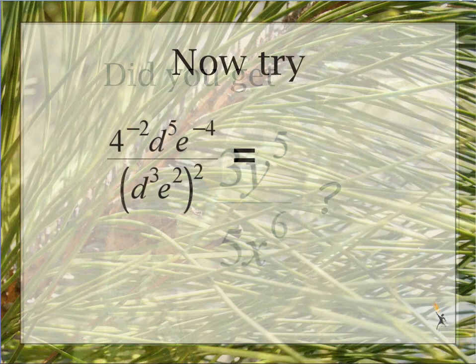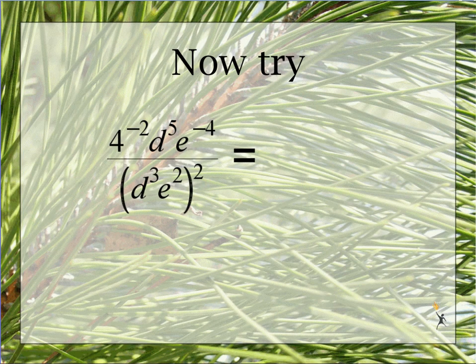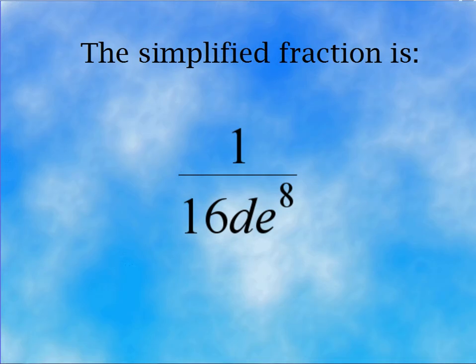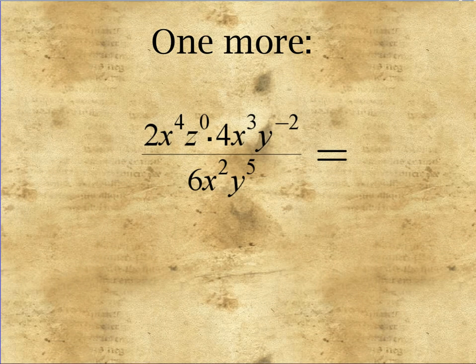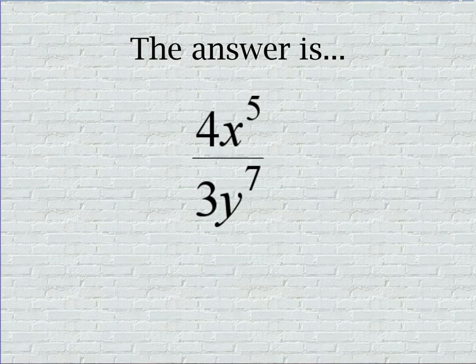Let's try another one. Pause the video so you have time. Did you get 1 over 16 d e to the 8th? If so, congratulations, you're doing great. Let's try one last example. Remember to pause the video so you can have enough time. This one reduces to 4x to the 5th over 3y to the 7th.